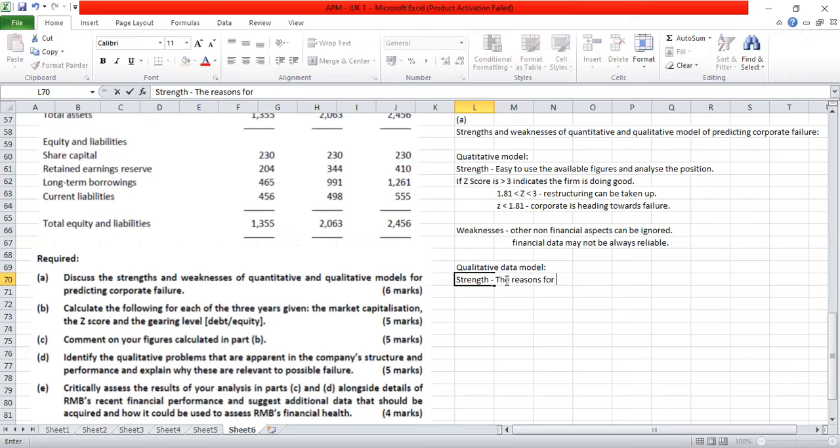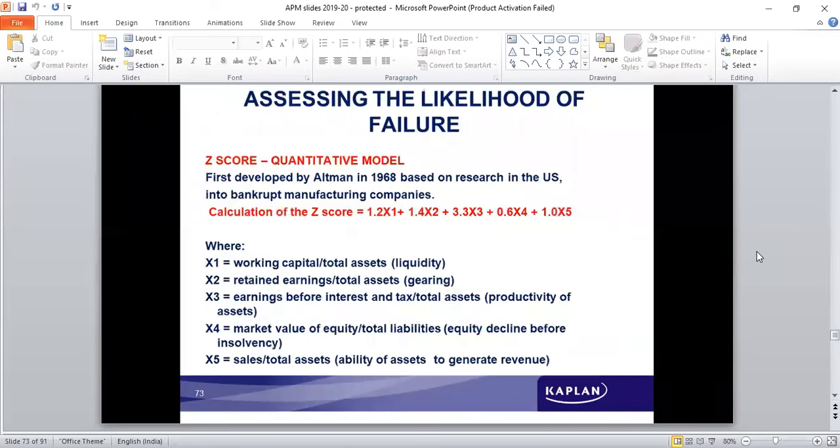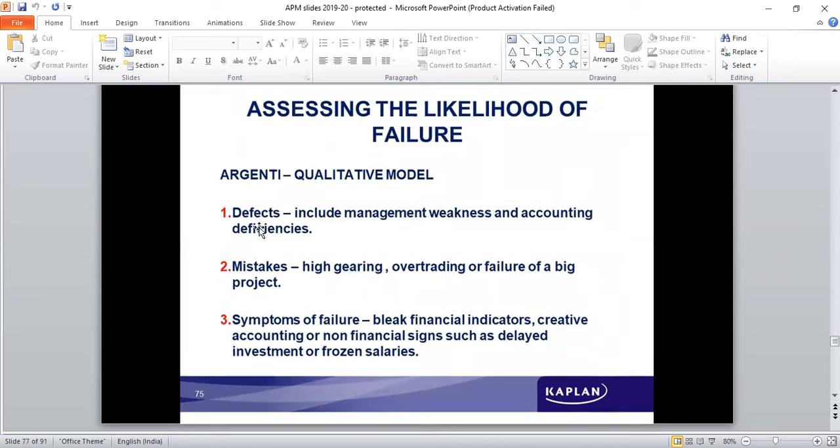The reasons for failure or the problems can be identified. That becomes possible because it is not going with any value and then finally commenting that it is doing good or not doing good, but rather because the other factors are taken into consideration, what is the main reason why there is a situation of corporate failure? That is what we looked into yesterday, the Argenti model. The Argenti model, which is a qualitative model, focuses on what are the defects, what are the mistakes, and what are the symptoms of failure. So these things highlight what's going on with the organization. That is the strength of it. If that is known, measures can be taken to rectify the situation.